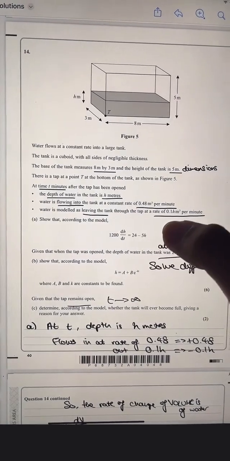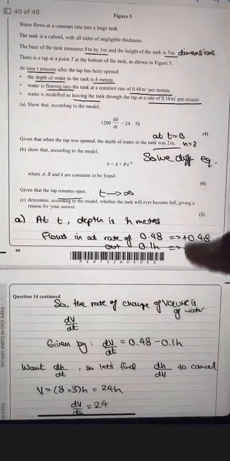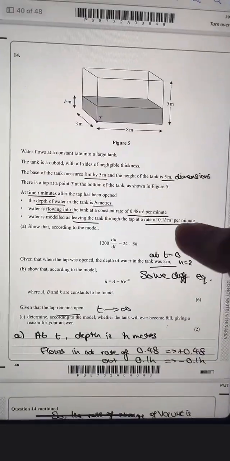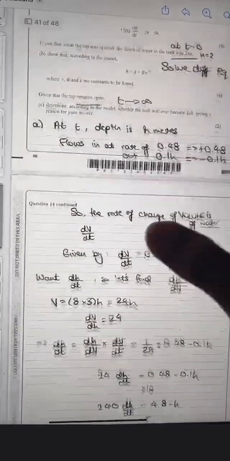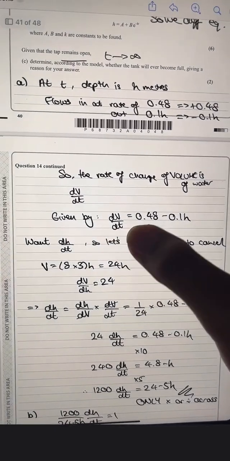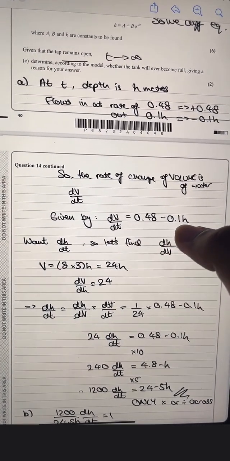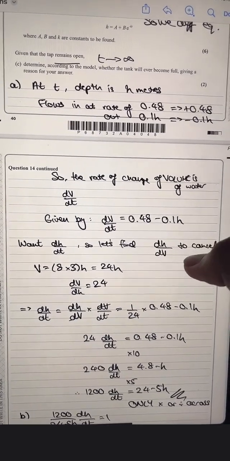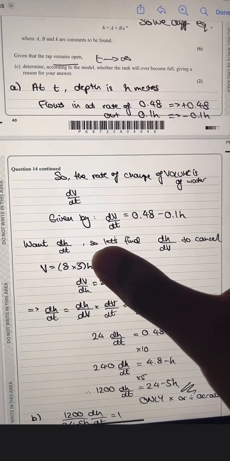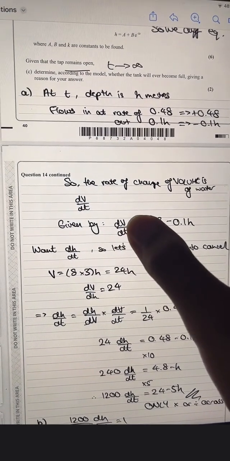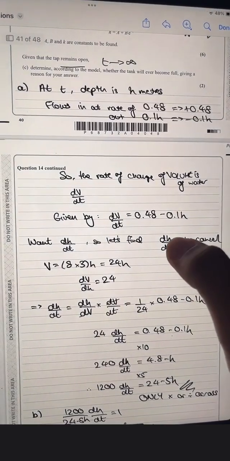So I know that the rate of change of volume, why is it a rate? Because it's per minute. Rate is per time. So dV by dt is equal to, and I'm adding 0.48 in, and I'm taking away 0.1h out per minute. But I don't want dV by dt, I want dH by dt. So how do I get that from that? Well, I need a dH and a dV to cancel out, so I need an equation that has an h and a v in it. How am I going to get an equation with h and v?